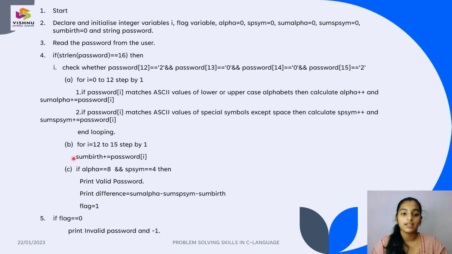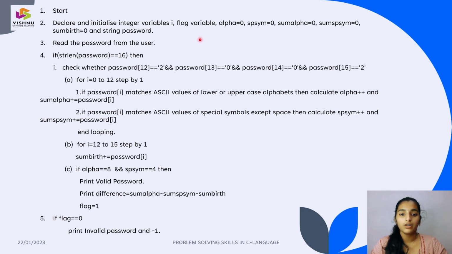And they asked another thing, if you remember: if it is valid, we need to print the sum of ASCII values of alphabets minus sum of ASCII values of special symbols minus sum of ASCII values of birth year. We calculated these using variables, so we can find the difference easily, print the difference and increase the flag by 1.